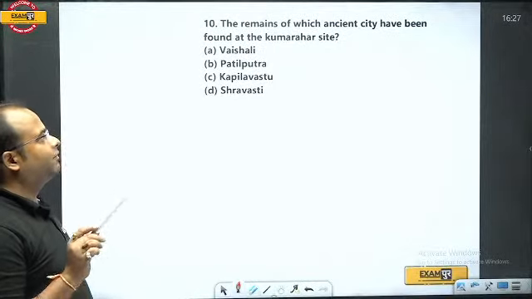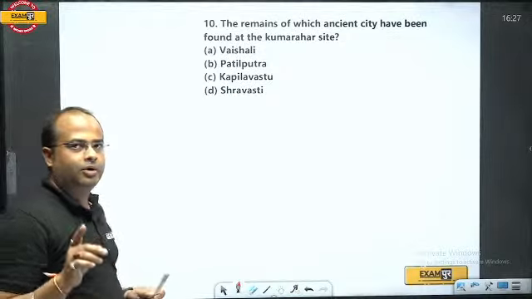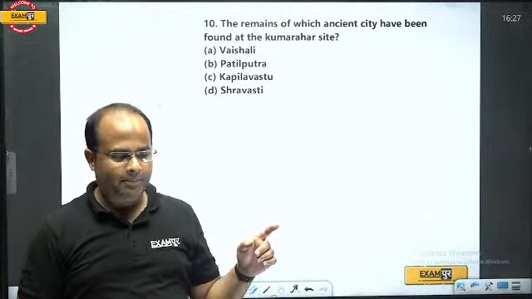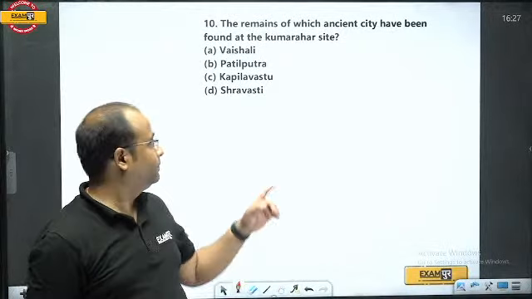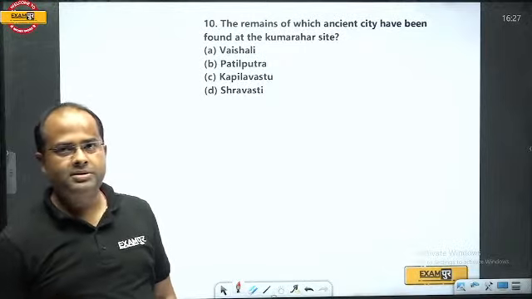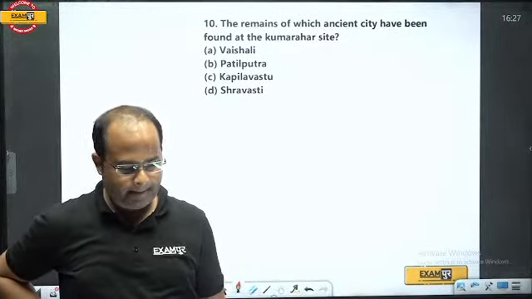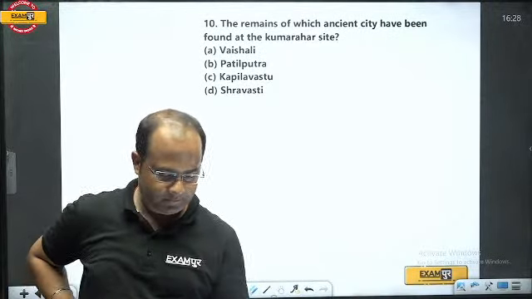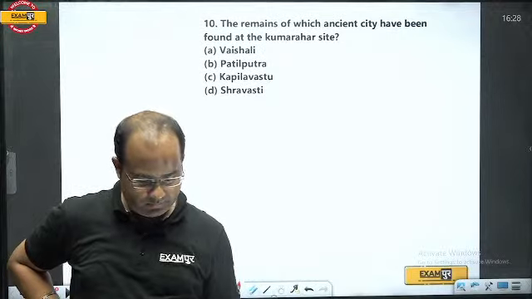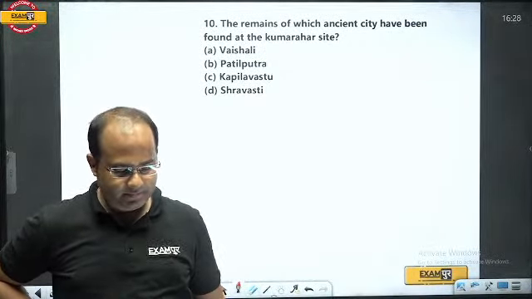The remains of which ancient city have been found at the Kumharar site? So the remains of which ancient city are found in Kumharar? Vaishali, Patliputra, Kapilvastu or Shravasti. Kumharar is a place, and the remains of which city are found in Kumharar, guys?